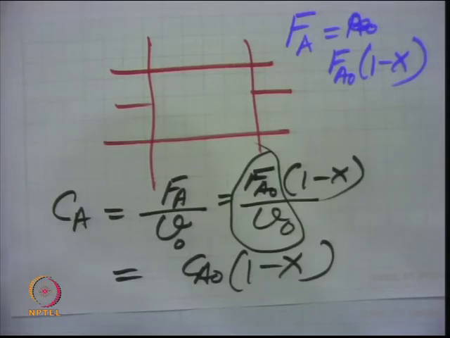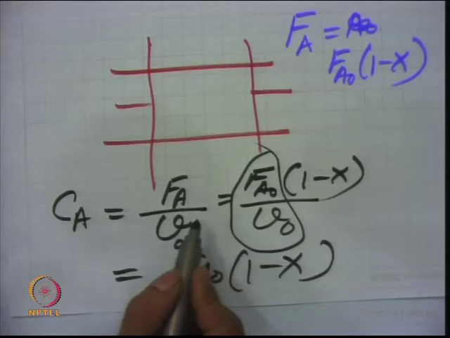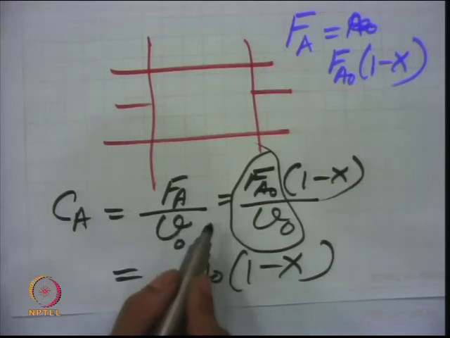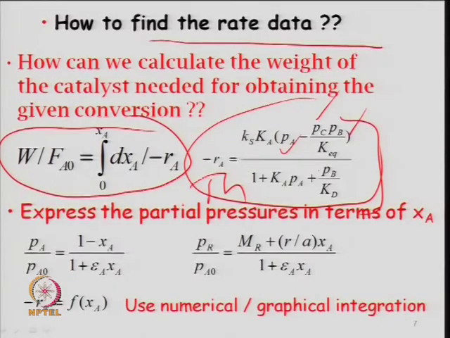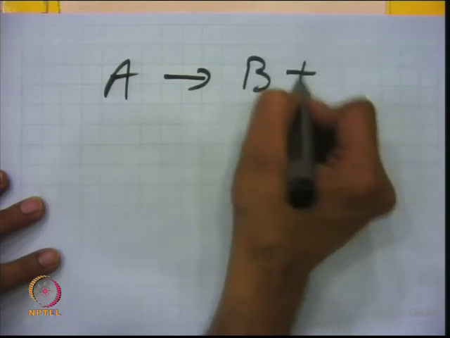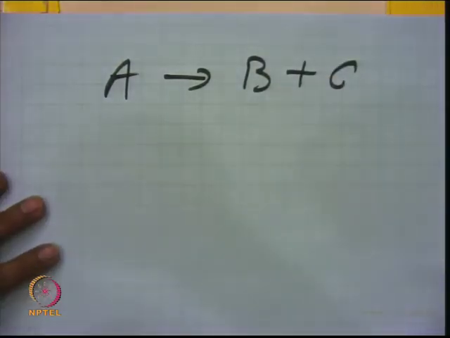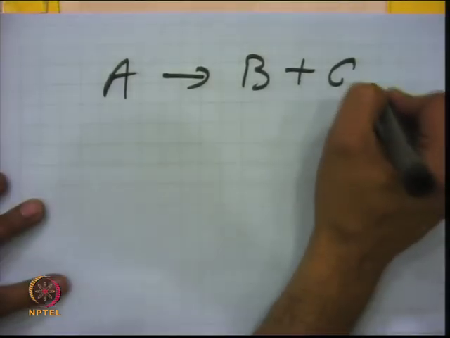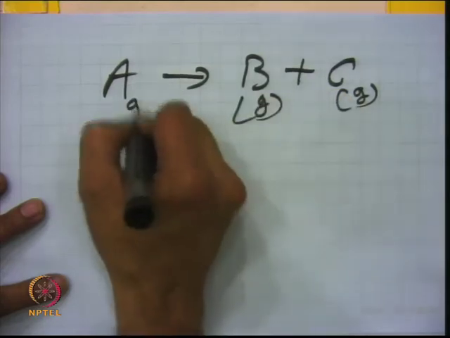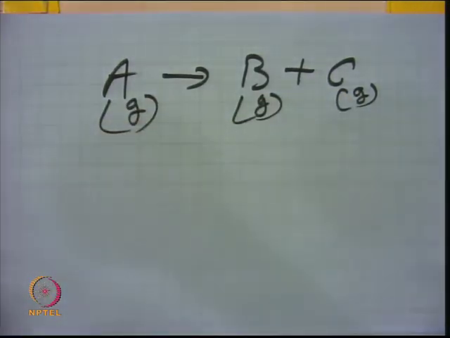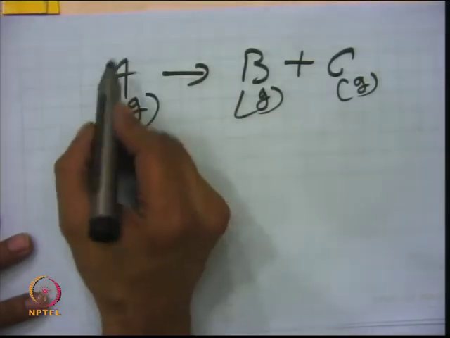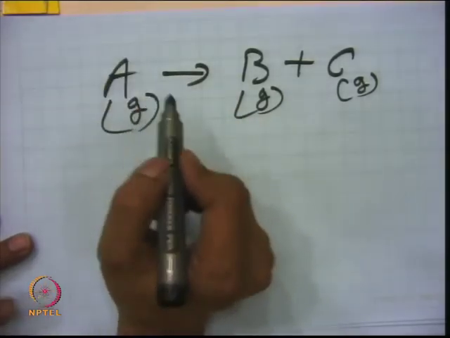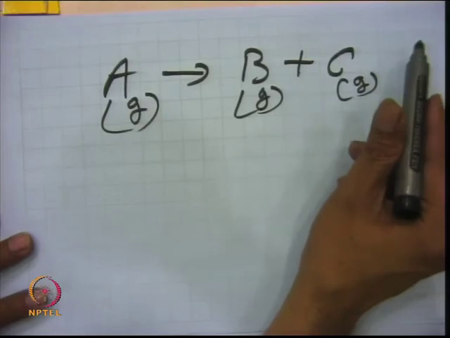But this is true only when you have assumed that there is no change in volumetric feed rate, and the volumetric feed rate may change during reaction. Why? Because suppose your reaction is A gives B plus C, just like in this case cumene results in benzene and propylene, and this is a gas phase reaction. So, as per this you can see now that for every mole of cumene reacted, 2 moles of product will form.